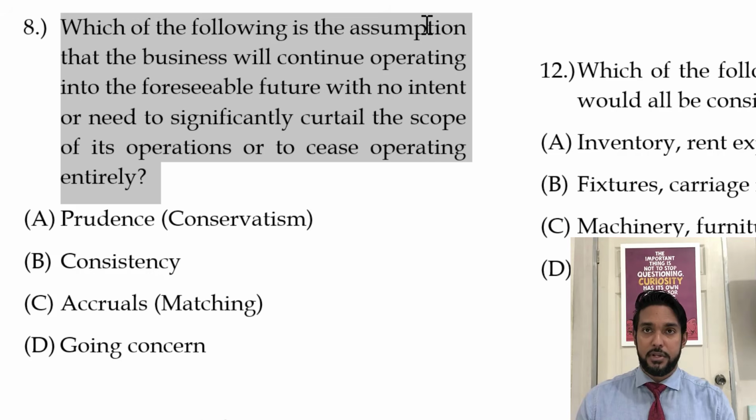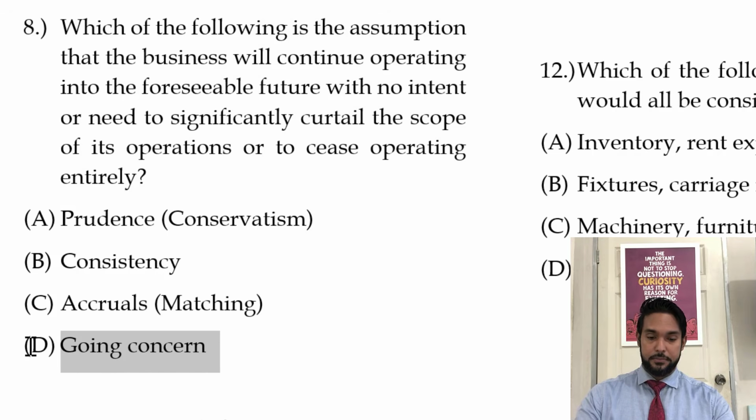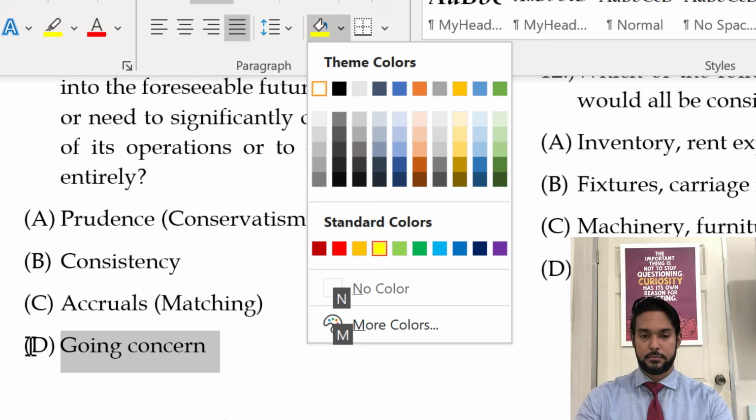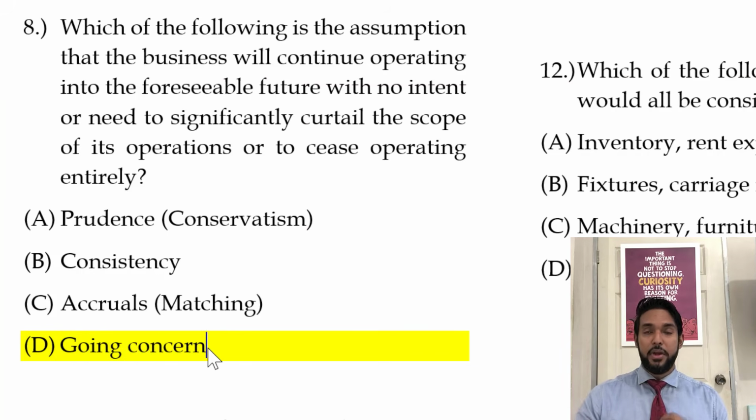So this is an assumption that says the business is going to continue operating and has no need to either reduce or curtail its operations or cease entirely, right? That answer is the going concern. So the going concern basically says the business is going to continue doing business. That's why it's called the going concern. We are going to continue operating. We are going to continue doing this, that, or the other, and we have no intention to close down shops or to shut down. Long story short, right?